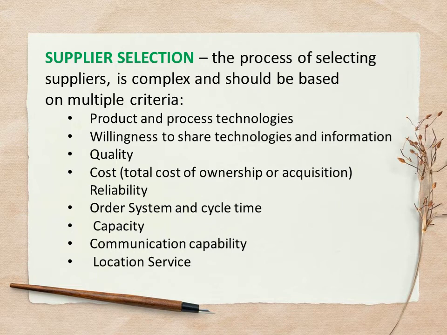So, another thing is the quality, of course, yun basic. And then the cost of ownership or acquisition, reliability, order system, dali ra ba ang pag-order? Dili ba lisod ang mga terms and condition? The capacity. Sa maning capacity, dako ba sila ilang negosyo?